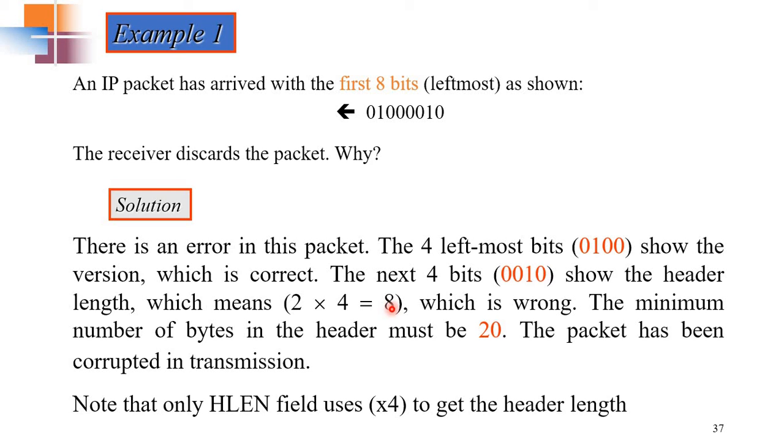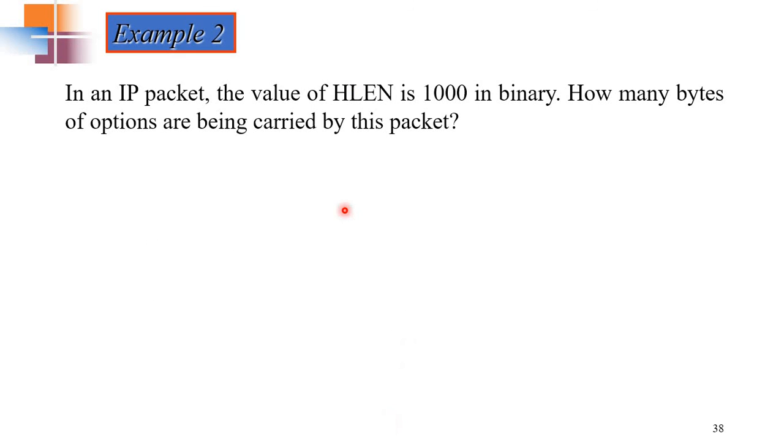What should our minimum size be? We should have the value 5, so that 5 into 4 gives the value 20. With this data we cannot do the transmission from the sender to the receiver, because we should have the header length minimum as 5 into 4. So in an IP packet, the header length in binary is 0101. Because we can start with the value of 5, this is accepted now.